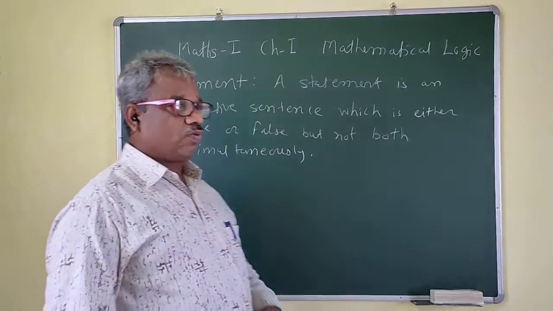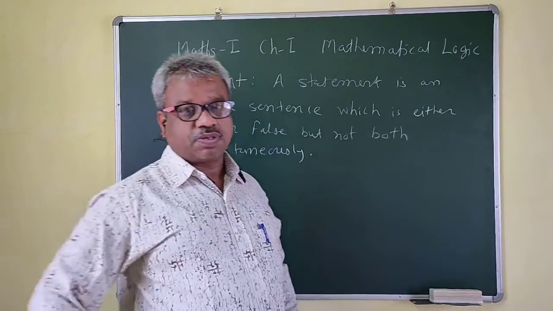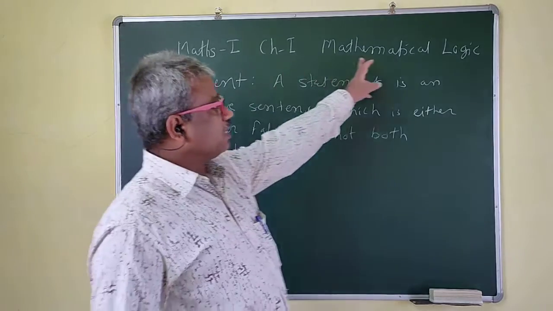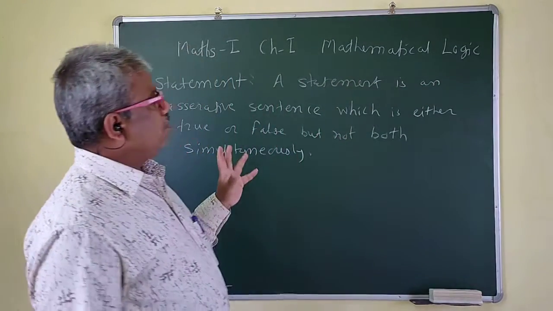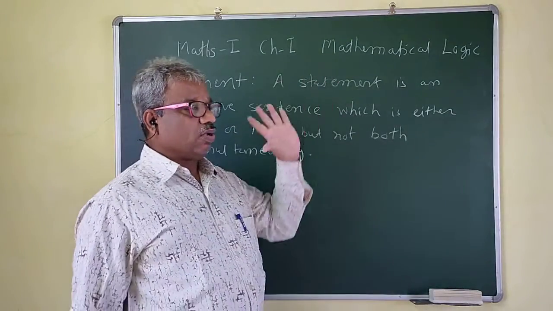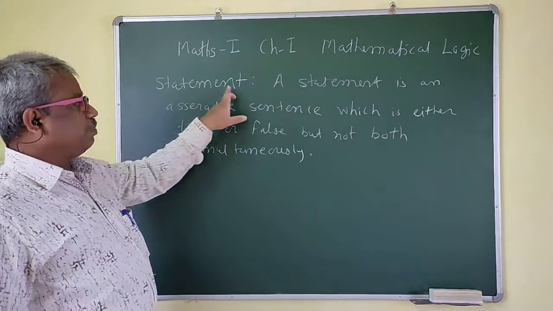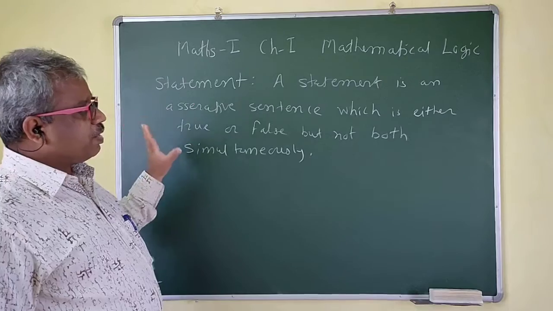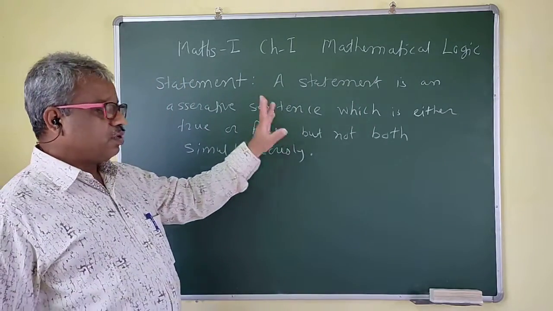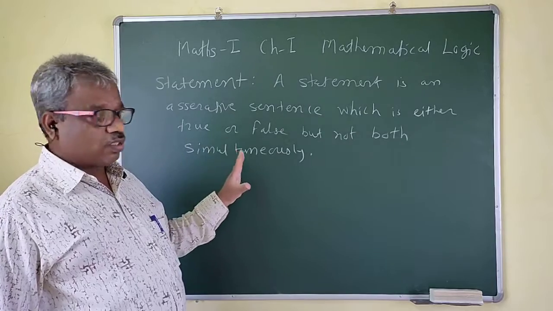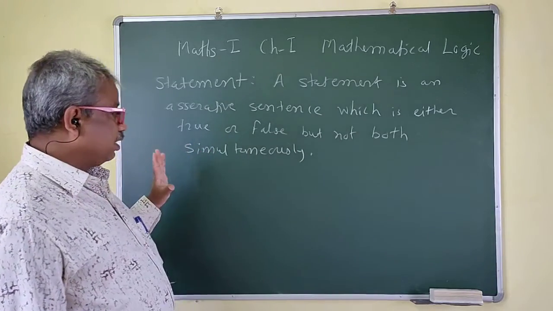Okay, so we go to the mathematics paper first, and the first chapter is mathematical logic. So we have to learn mathematical logic, starting with what is meant by a statement. A statement is an assertive sentence which is either true or false, but not both simultaneously.